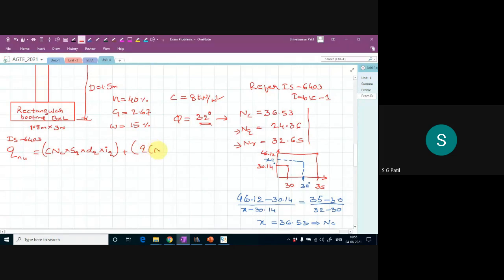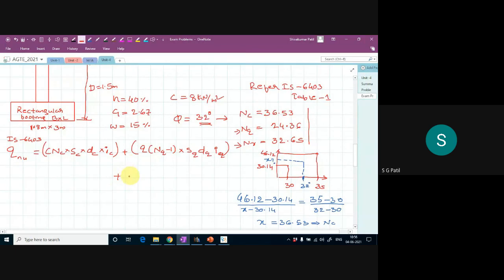Q into NQ minus 1 into, sorry, here not Q, this is SC DC IC. Okay, so Q into NQ minus 1, SQ DQ IQ. Okay. This is shape factor, depth factor, and inclination factor. This is my second term.